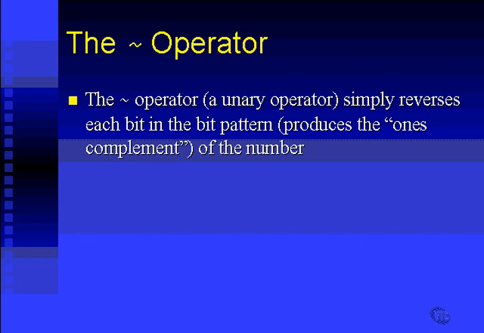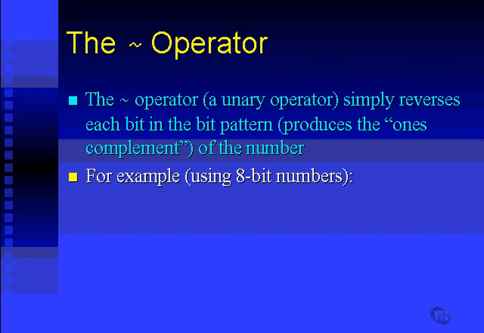We'll have tilde 4. And all it does is reverse each bit in the bit pattern, producing the ones complement of that number. If you know what the ones complement means. If you don't, worry about it. But it just simply turns all the bits that are 0 to 1 and all the bits that are 1 to 0. It's very, very simple.